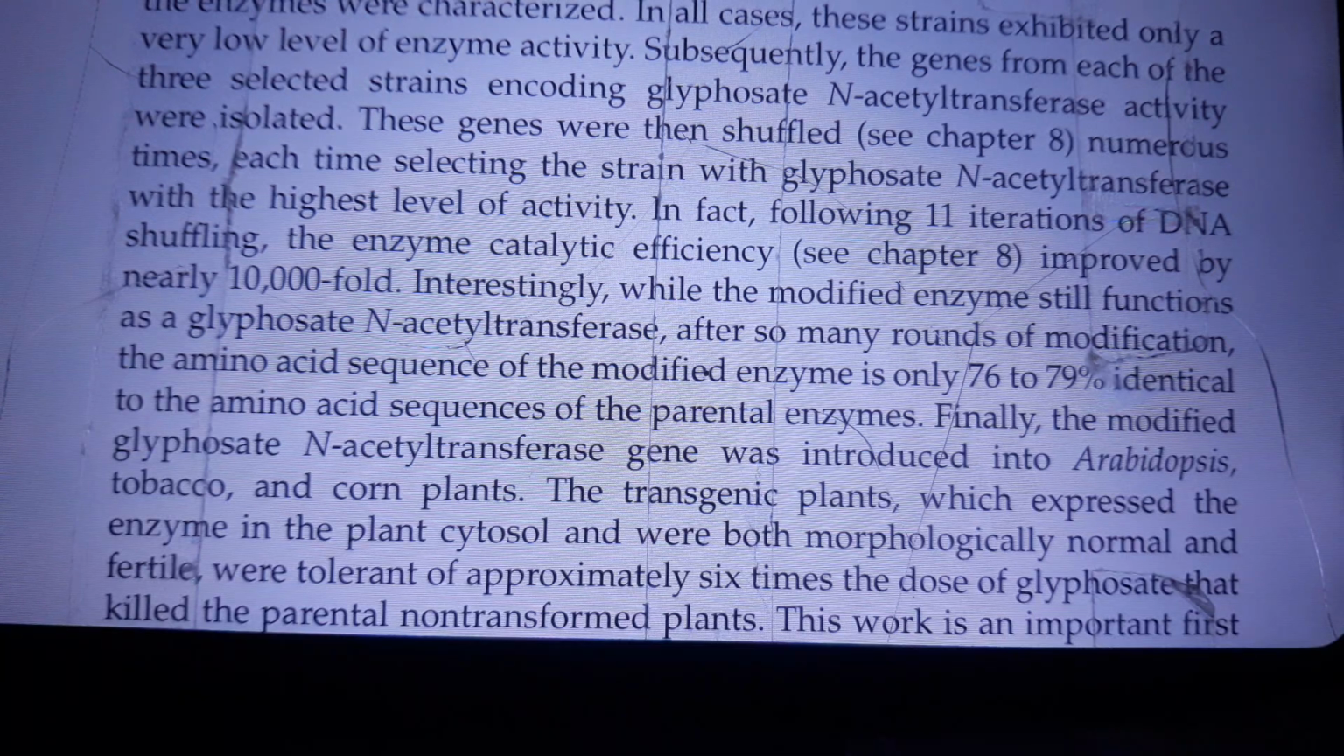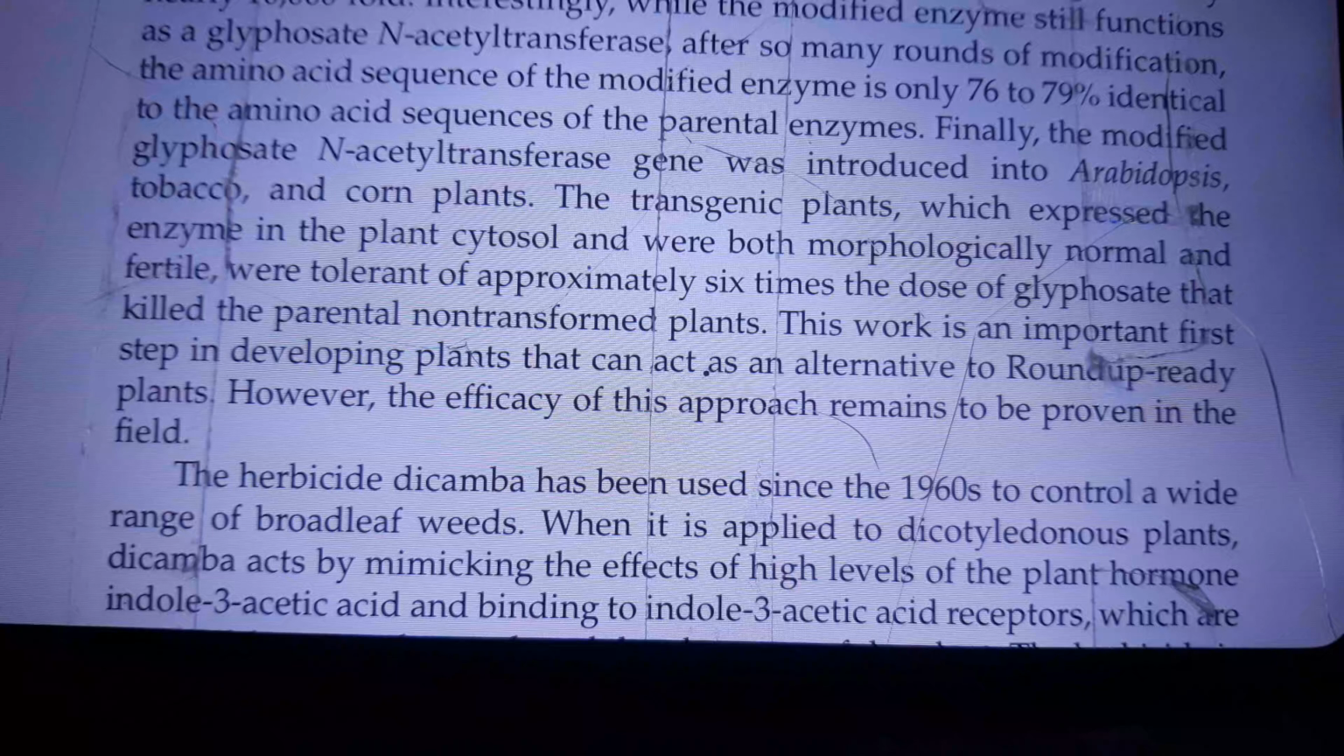Following 11 iterations of DNA shuffling, the enzyme catalytic activity or efficiency improved by about 10,000-fold. Interestingly, the modified enzyme still functions as a glyphosate N-acetyltransferase. After so many rounds of modification, the amino acid sequence of the modified enzyme is only 76 to 79% identical to the amino acid sequence of the parental enzymes.